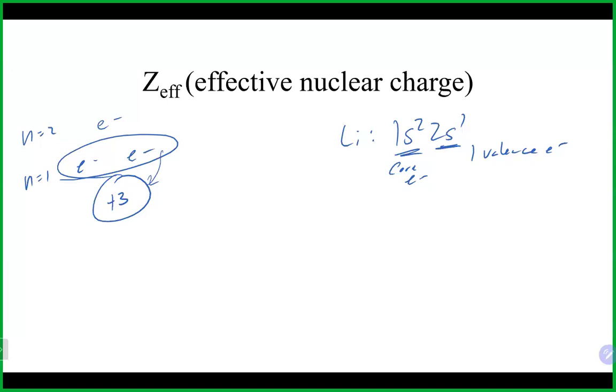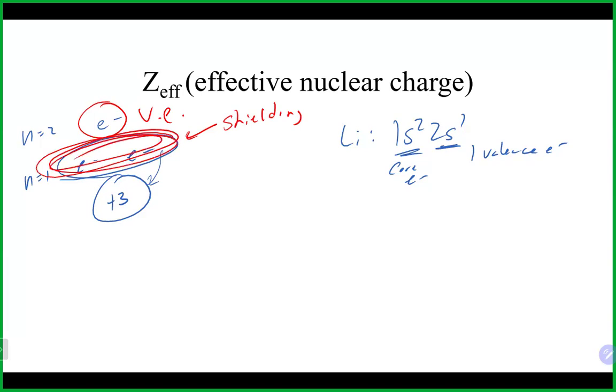Now, when we look at the valence electron, our guy way out here, what he's actually experiencing is what is known as shielding. He is being shielded by these lower energy electrons. So these lower energy electrons are actually shielding the positive charge from the nucleus. And that outer valence electron is not going to feel the exact same positive charge as those lower energy electrons do in that +3 situation here.